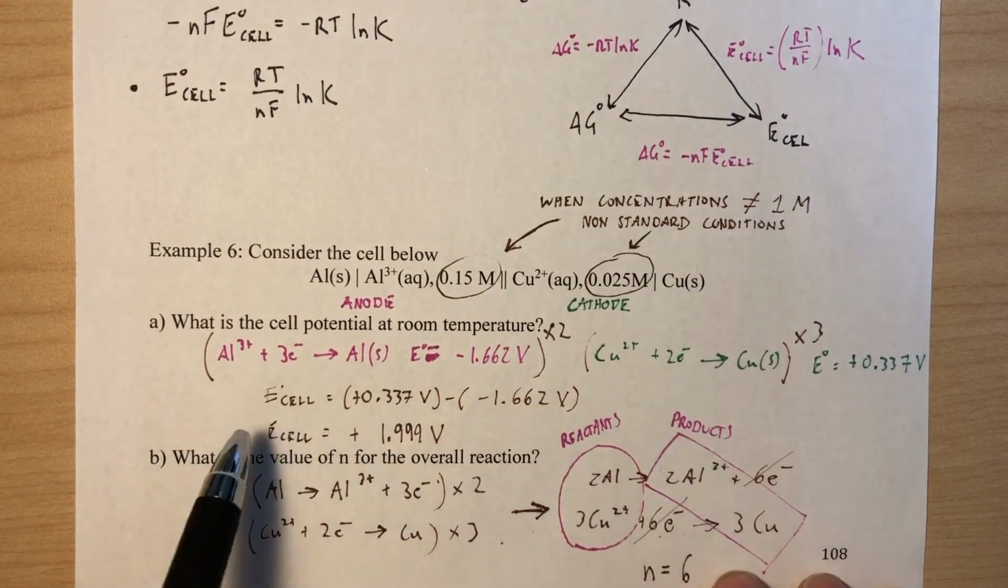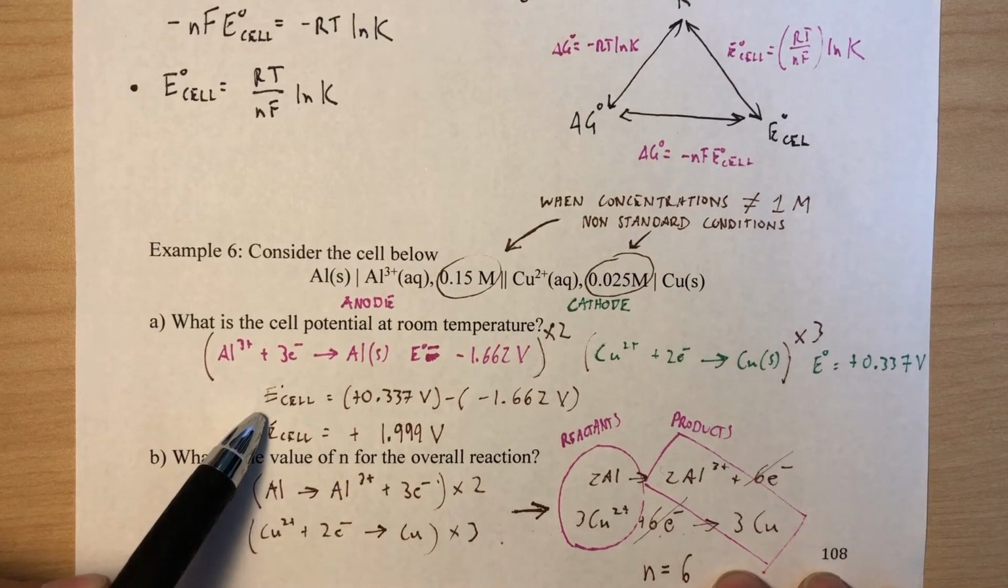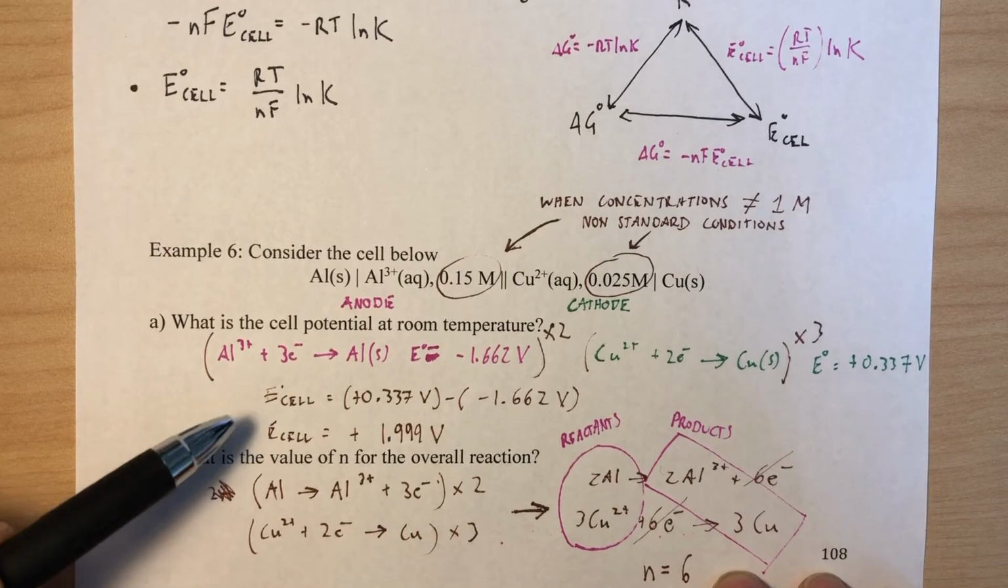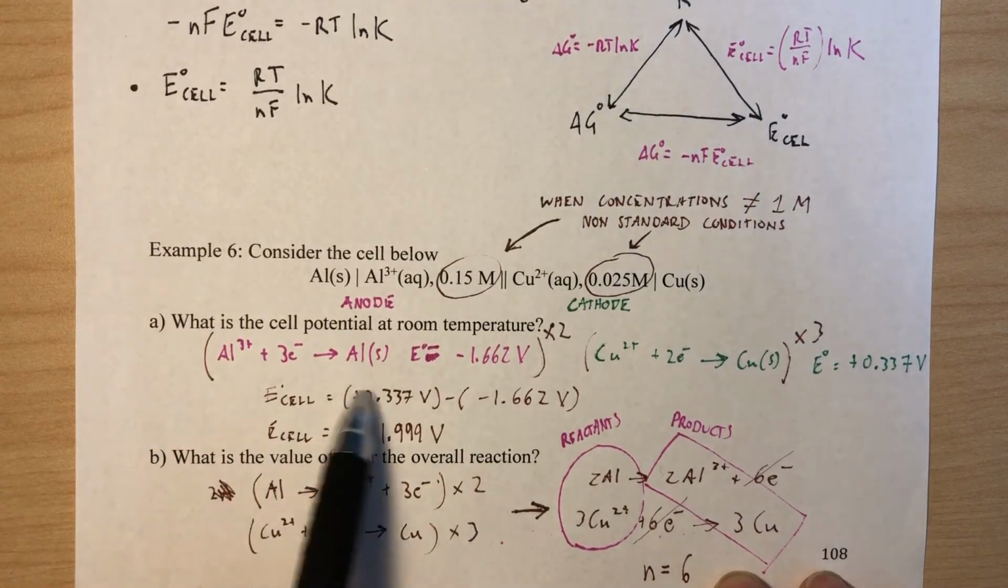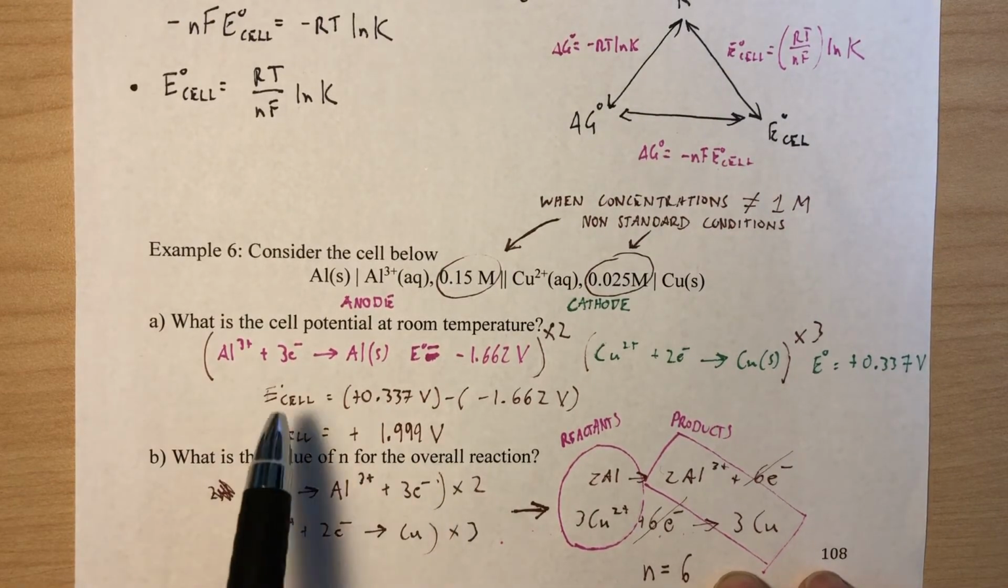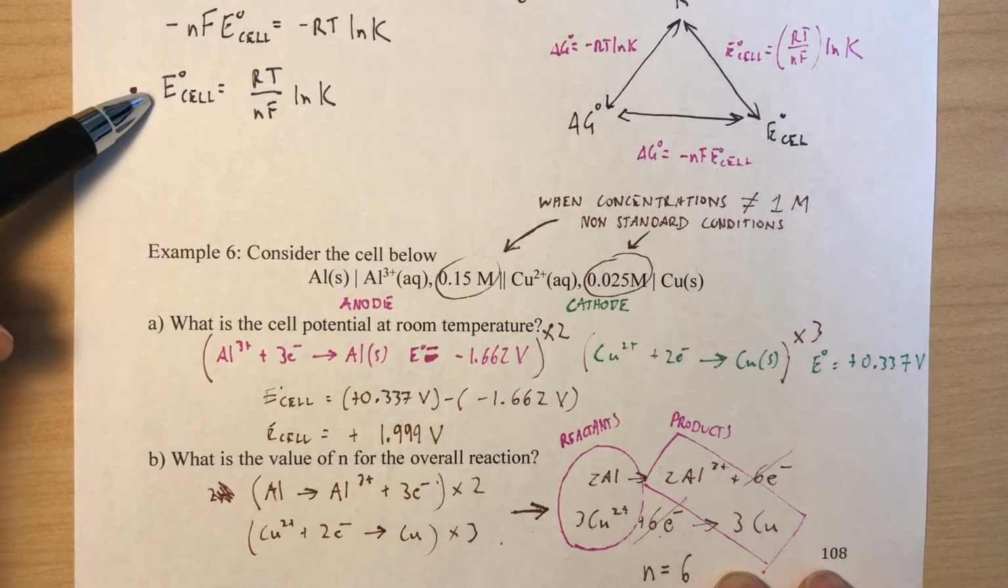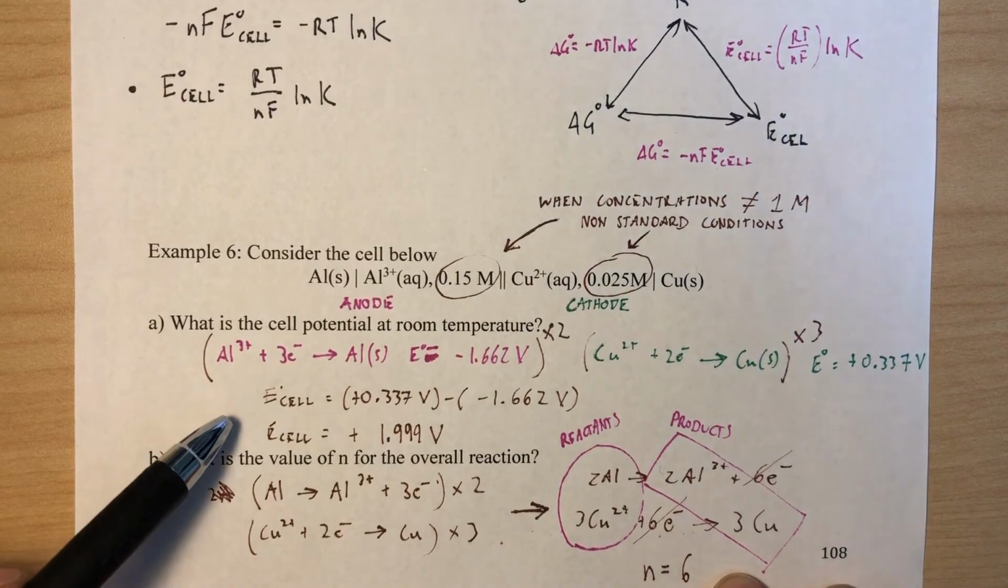So our E cell is going to be equal to our cathode minus anode, which is 0.337 minus negative 1.662, which gives us a positive number. The positive number is going to be very useful to us, but remember that this is not under standard conditions. So this is not the same as this E cell. Okay, so what do we do next?